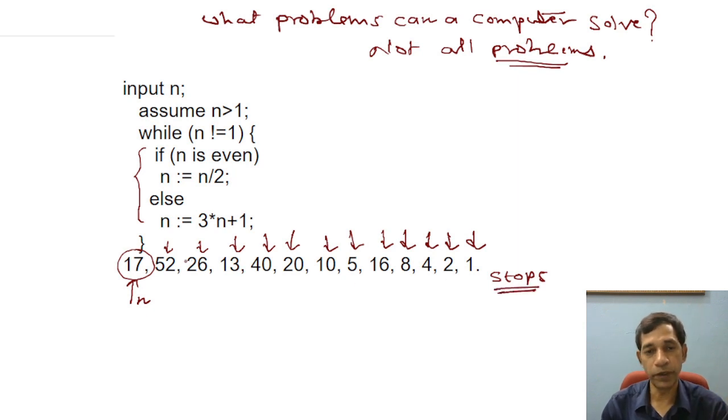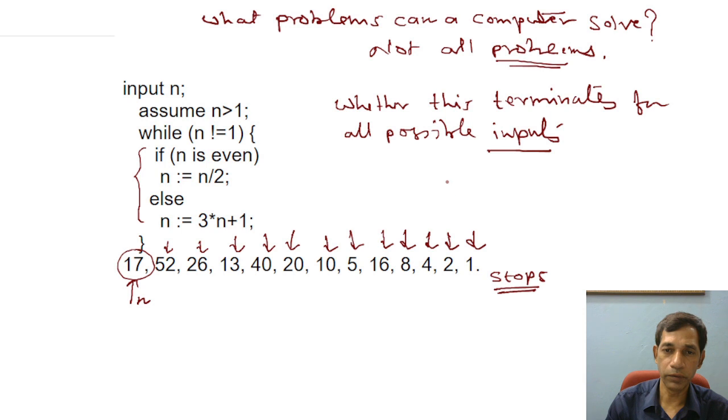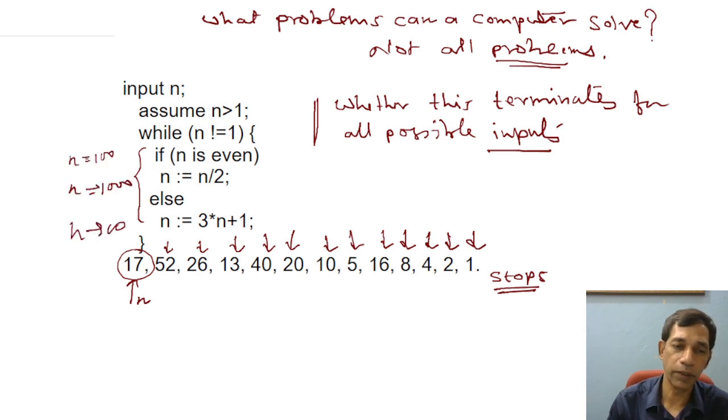So see that for n equal to 17, your algorithm stops. Now you may have the question of whether this program will terminate for all possible inputs. So how can you check? You have to take the inputs one by one and check whether your algorithm terminates or not. You can give any input: n can be 100, n can be 1000, or n can be sufficiently large.